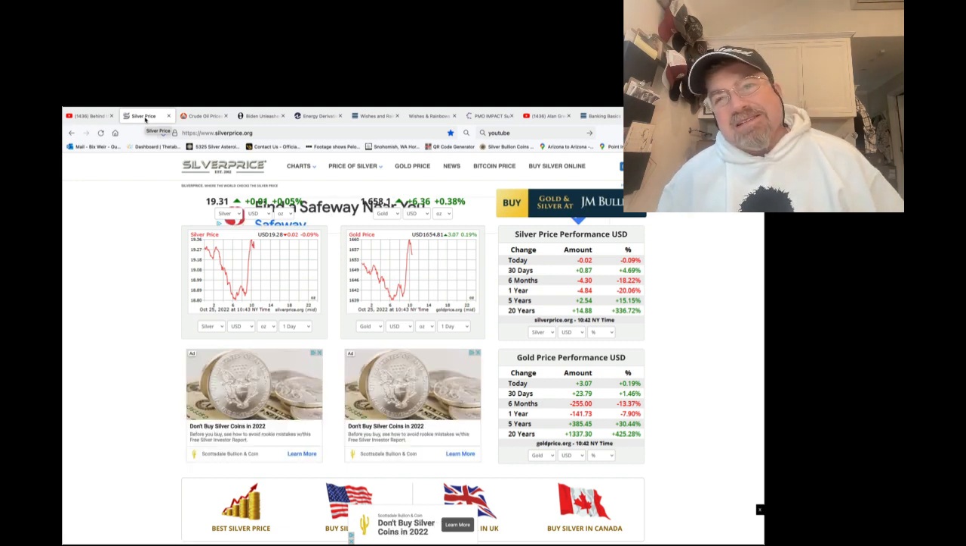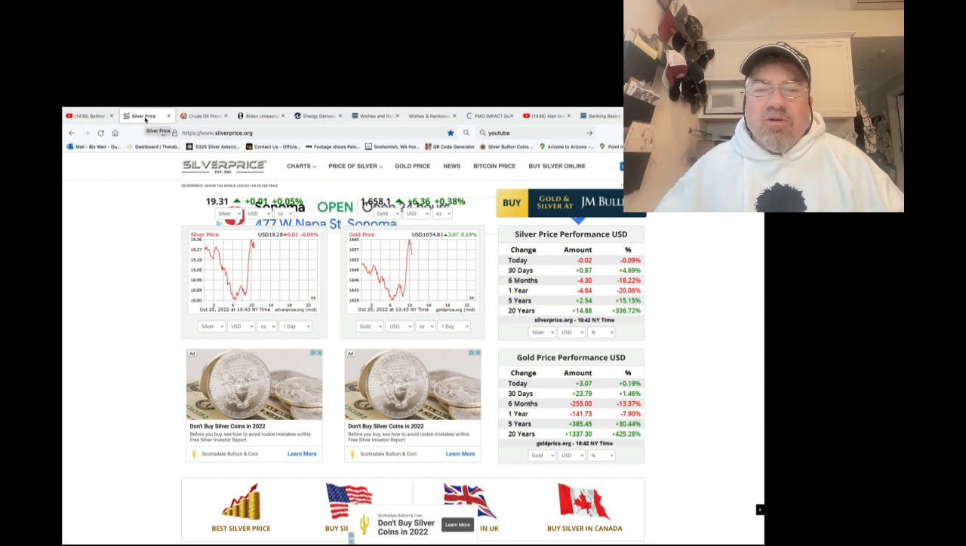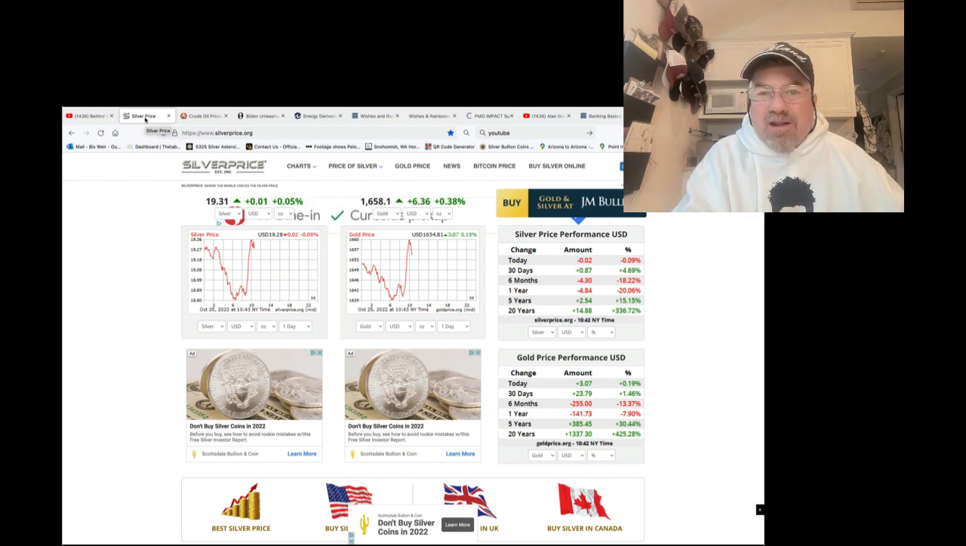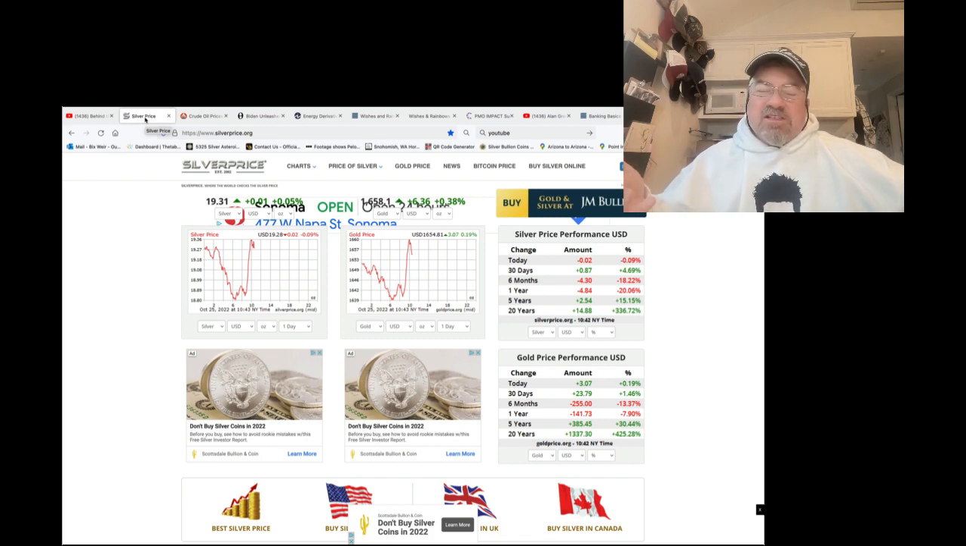And a rising price doesn't mean the underlying asset is going up in value. What's happening is people losing faith in what it's traded in, which is the U.S. dollar. Would you rather have a U.S. dollar or a silver eagle that says a dollar on it?